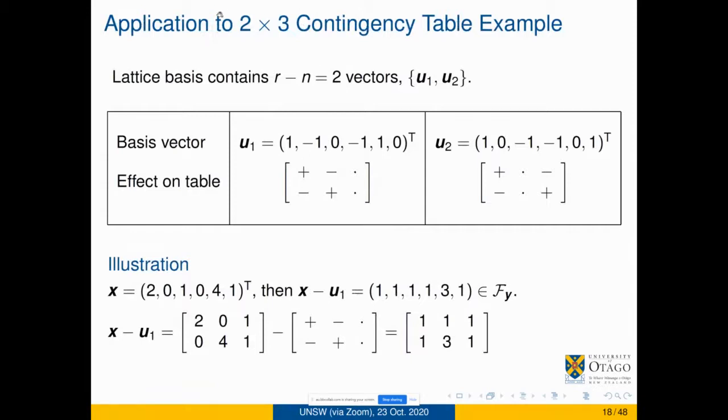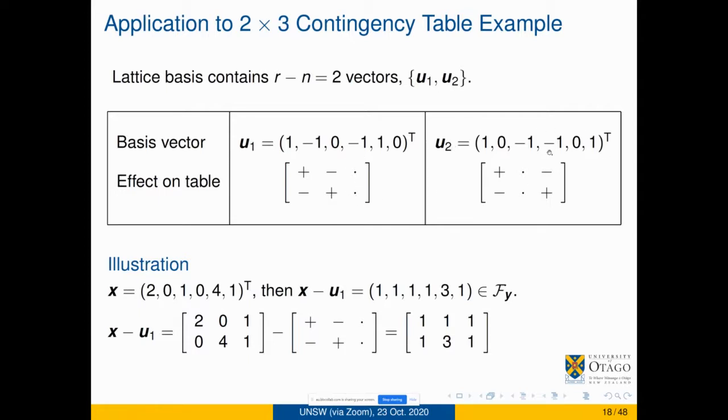Here's a little example with our contingency table. Doing what I've just said, you could create a couple of lattice basis vectors here, U1 and U2. U1 looks like 1, minus 1, 0, minus 1, 1, 0. And the effect this has on the table is as follows. It increments the top left entry by 1, decreases the center top entry by 1, decreases the bottom left entry by 1, increments the middle bottom entry by 1, and just affects the right hand entries.